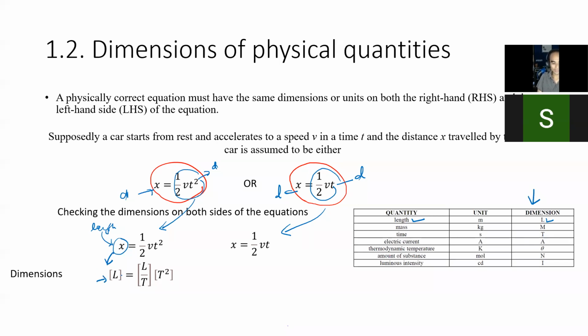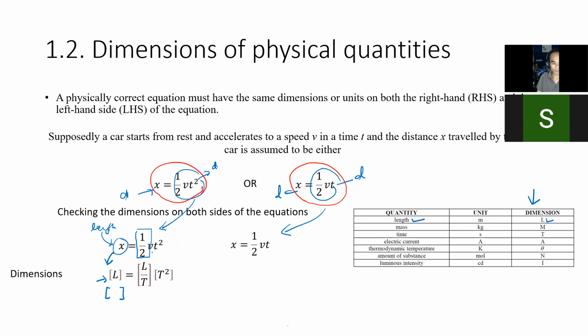This bracket means the dimension of x. So the dimension of x is L. 1 over 2 is a constant, so we can ignore a constant.